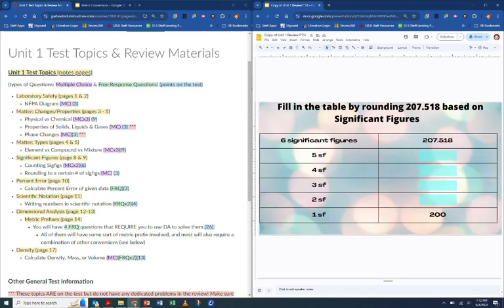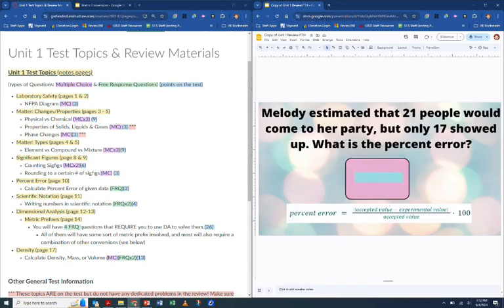Here, no math to do. I'm just giving you a number, and you're going to start rounding it more and more and more to fewer and fewer sig figs. So just count your sig figs, figure out where that first, second, third, fourth, fifth sig fig is, then round it to that place. Percent error problem.